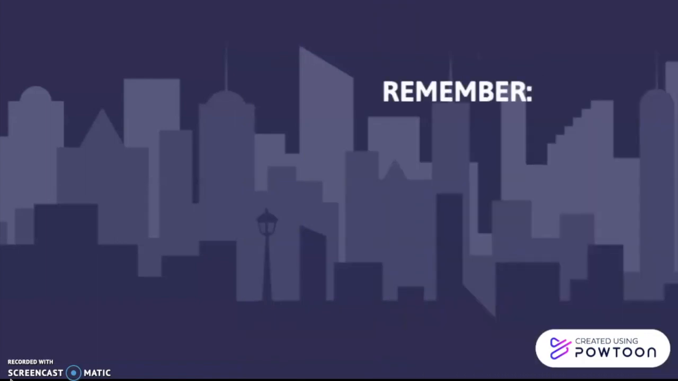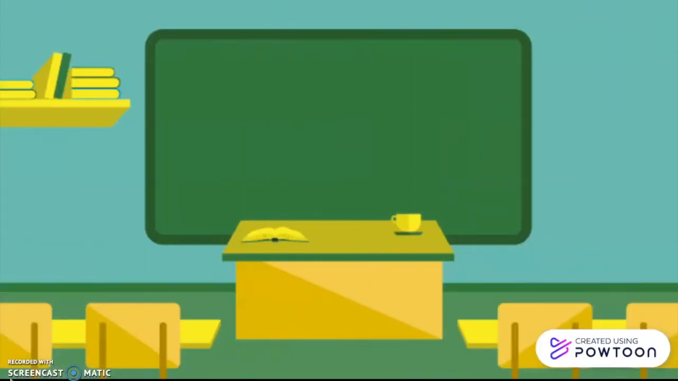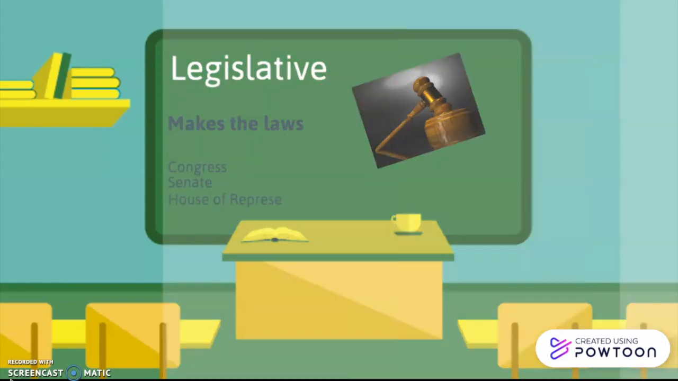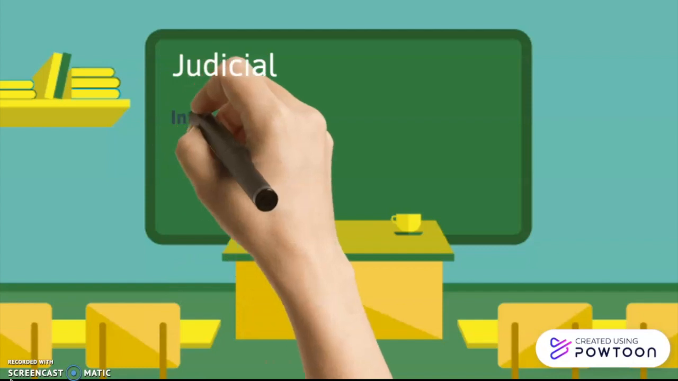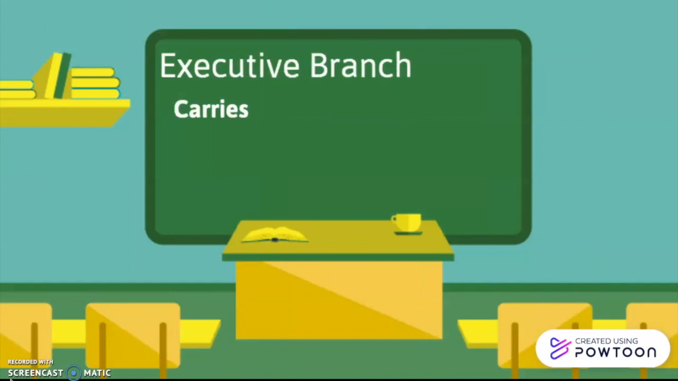Remember, the three branches were designed to balance and separate power in government. The first of the three branches is the legislative. They make the laws and are comprised of Congress, Senate, and the House of Representatives. Another branch is the judicial branch. They interpret or make decisions based on the laws and are made up of the Supreme Court and other smaller local courts. The final and most well-known branch is the executive branch. They carry out the laws and are made up of the president, the vice president, and the members of cabinet.